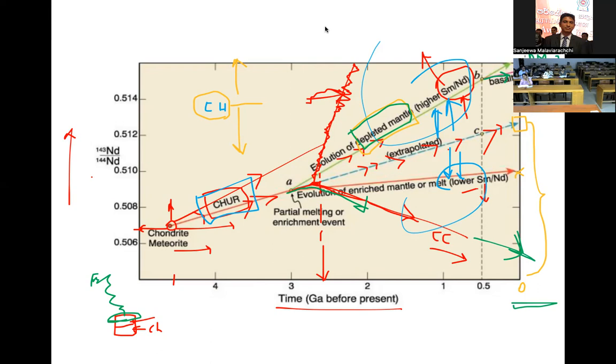So I think we will stop here if you don't have any more questions. But remember, this part is very, very important, because next week we will be discussing something totally different from the rubidium-strontium system, something identical to the samarium-neodymium system. So for that, the chondritic uniform reservoir is important. Therefore, just have the concept behind this.